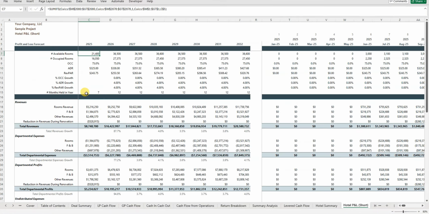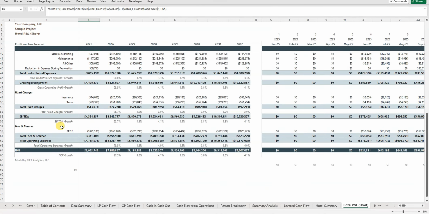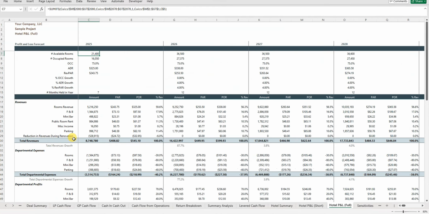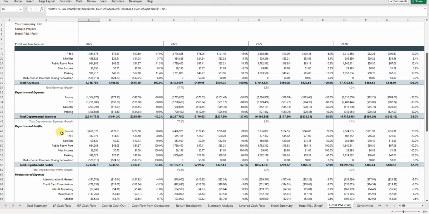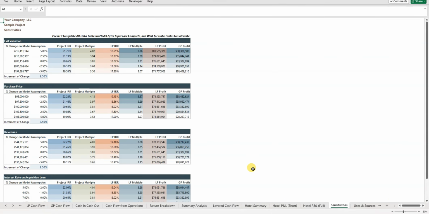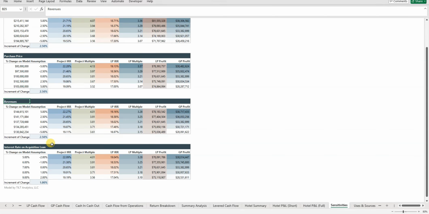Of course, you have a hotel P&L, quite detailed. This is the more full version, gives you every line item. The model also comes pre-equipped with what-if scenarios in the form of sensitivity tables. We see here, for example, what if your exit valuation is different than what you think? What if the purchase price, revenues, and so on?